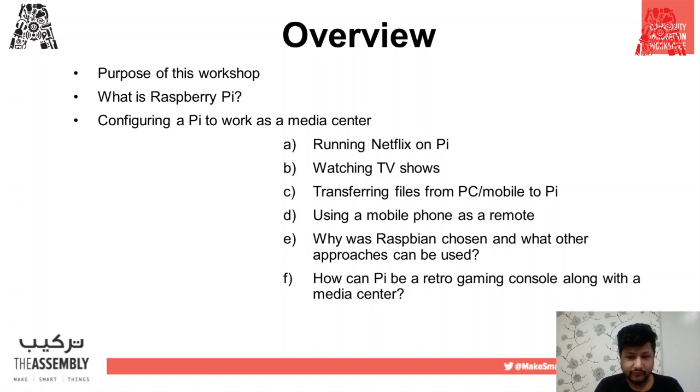We're also going to use a phone as a remote. There's an application that comes with Kodi that you can install on your Android or iOS phones, where you can use that application as a remote control to trigger the up, down, left, right, and select keys, so that you can manipulate Kodi on the Pi. Also, I'm going to discuss why we chose Raspbian as the operating system for this workshop, and other applications as to why Raspbian was chosen.